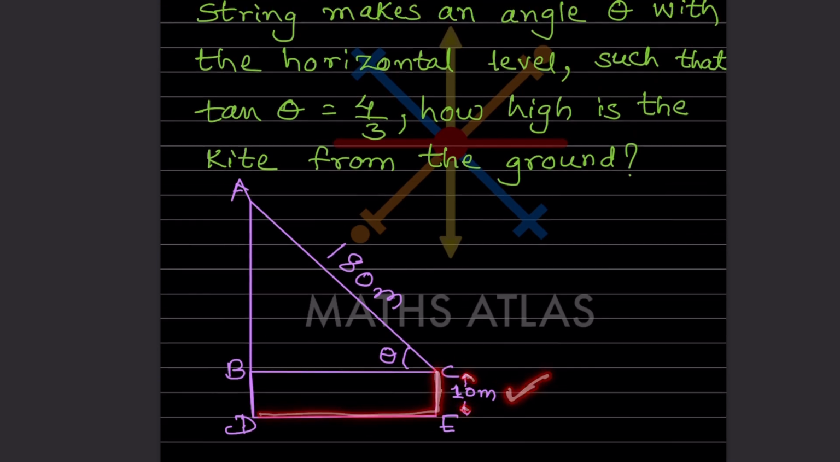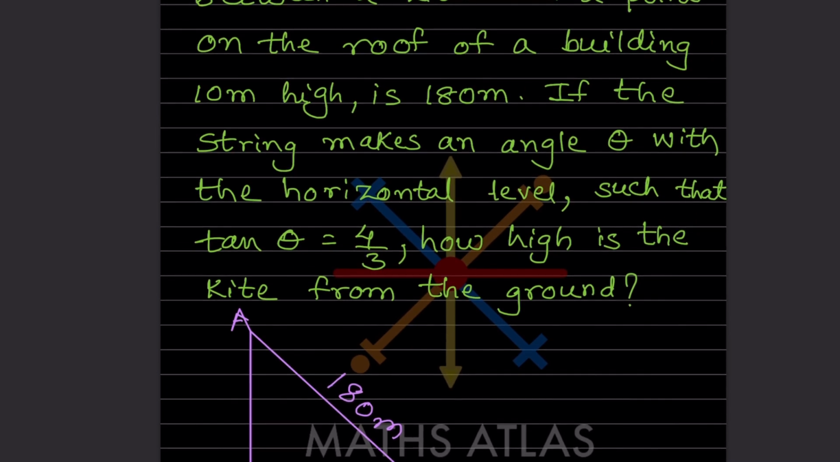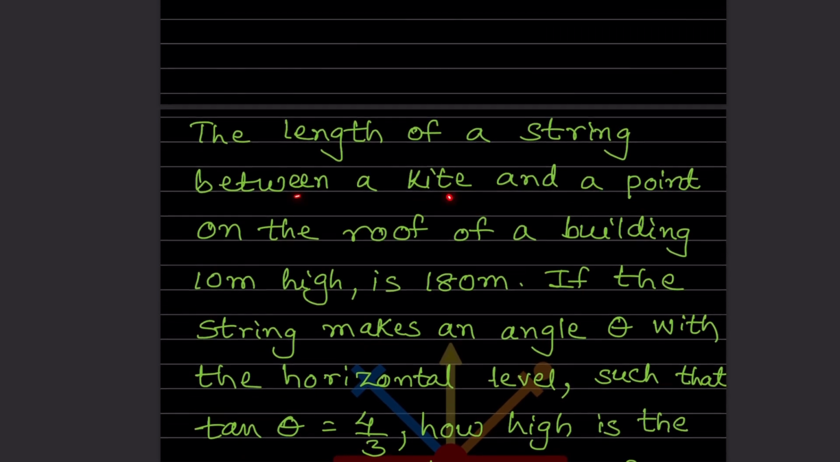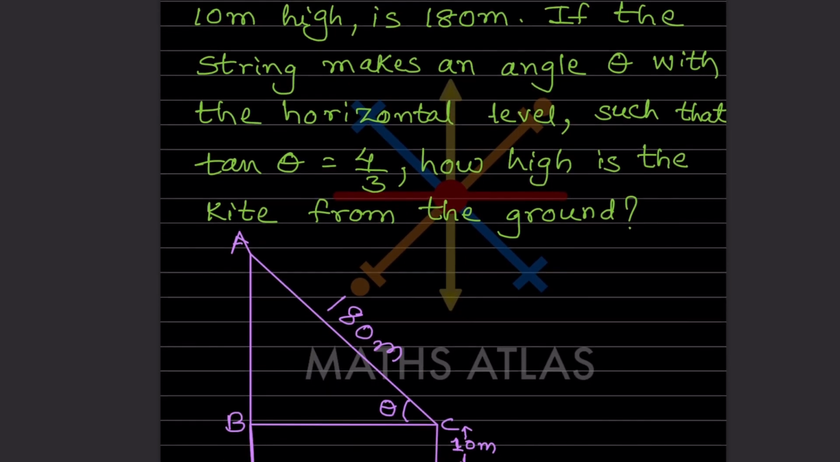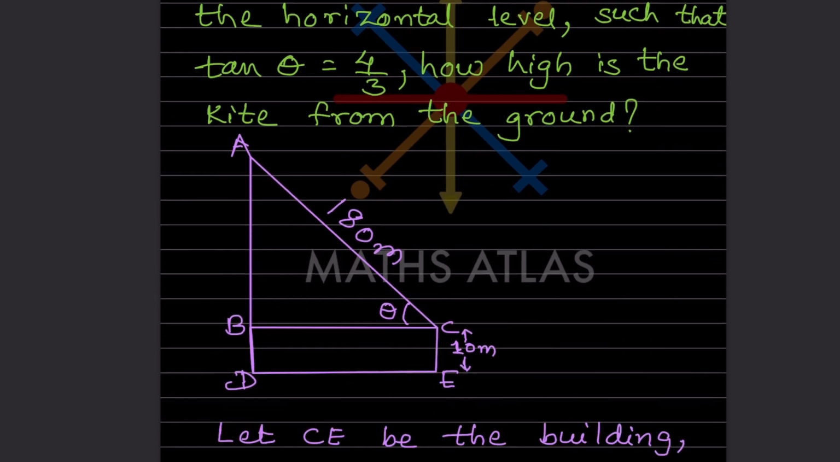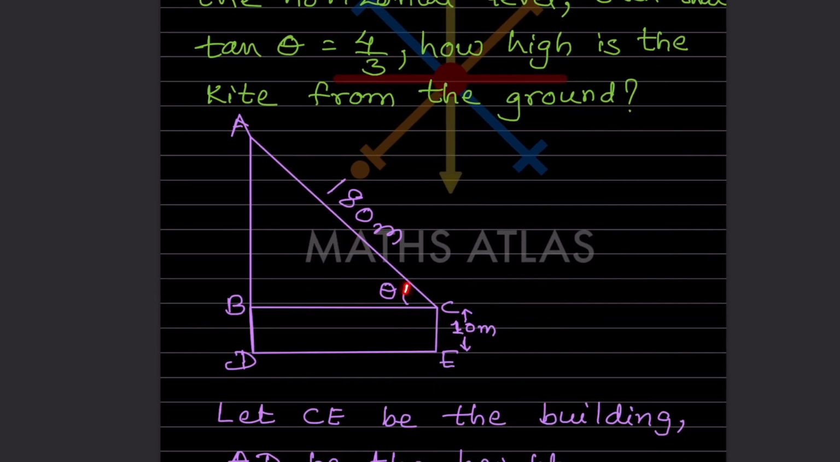This is important because they said this is on the roof of a building, 10 meters high, is the length of a string between a kite and a point on the roof of a building 10 meters high. So from here, this is the roof of the building, and the height is 10 meters. Okay, so now we can consider this as theta.